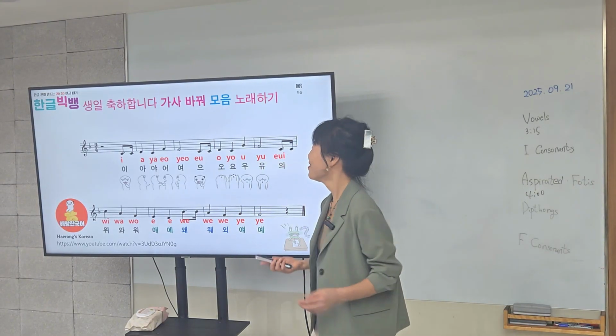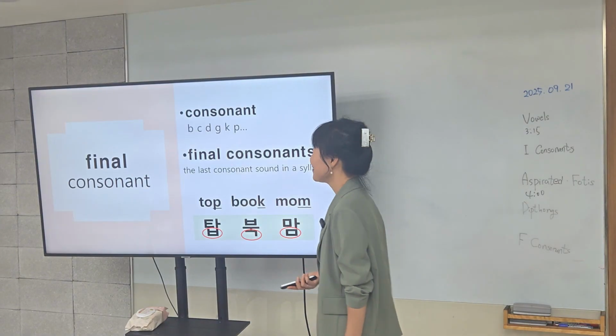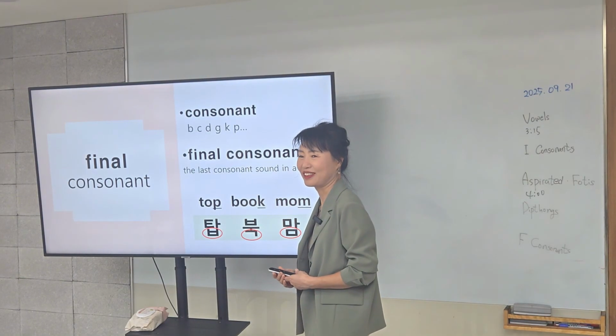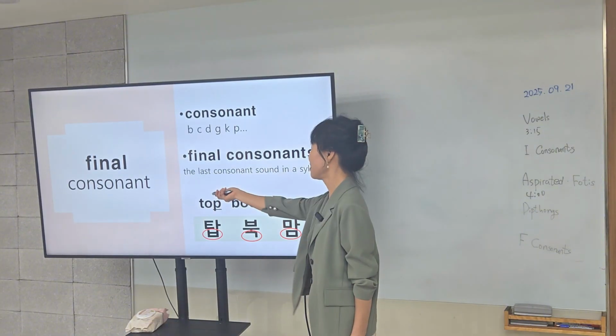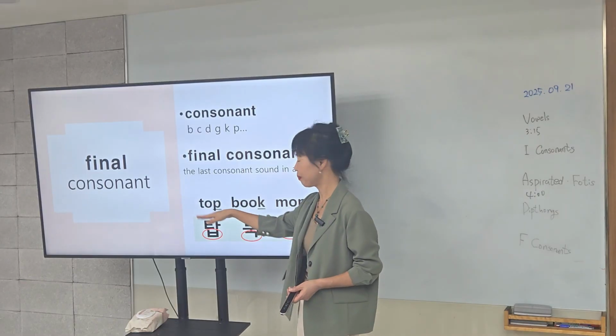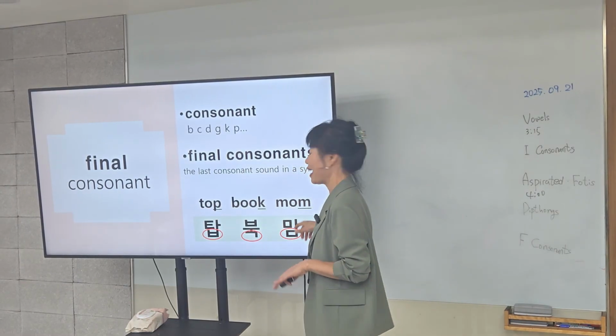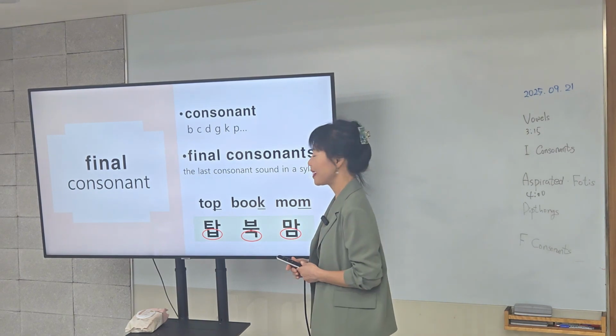You will like practice with songs on my YouTube channel. So the last final consonant. So final consonant is the last consonant sound in a syllable. So for example, top and book and mom, the p and m are final consonant.